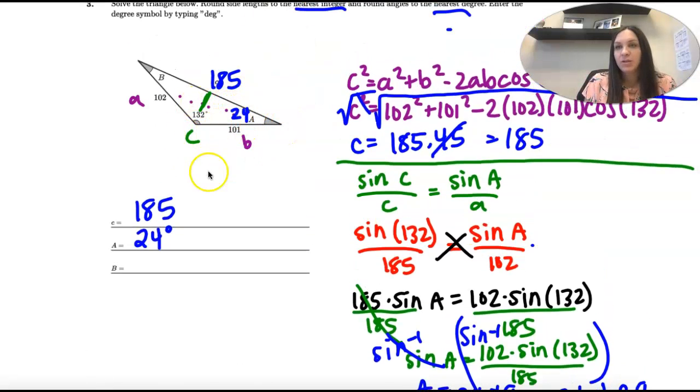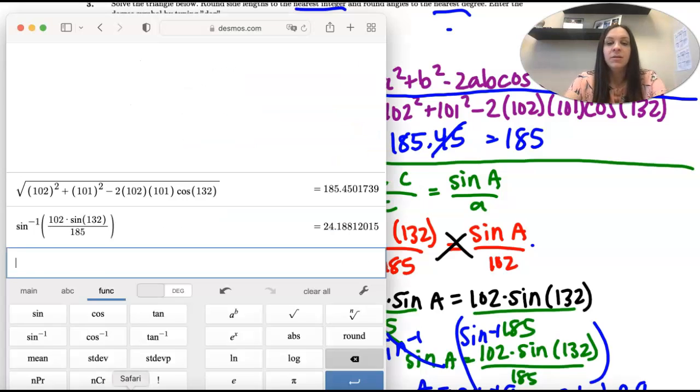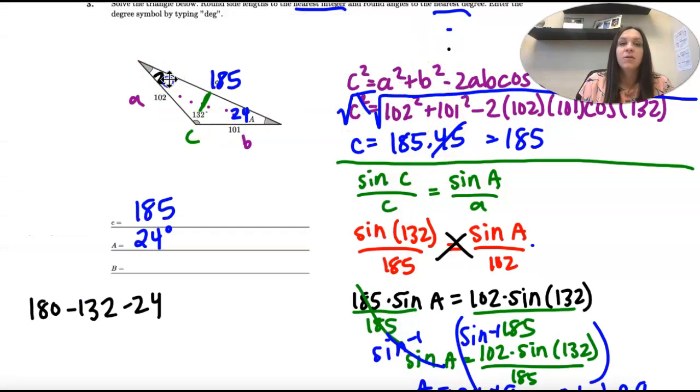Okay, we have 2 angles. Yay! We know that all 3 add to 180. So we're going to take 180 minus 132 minus 24 to get the last angle. 180 minus 132 minus 24. So remember, when you type it in, do 24 DEG so your degree symbol pops up.